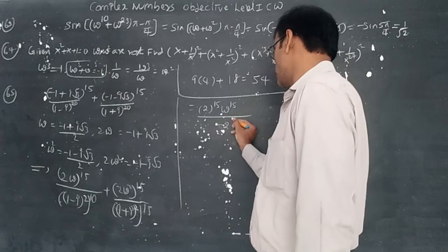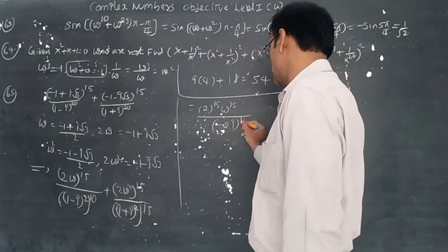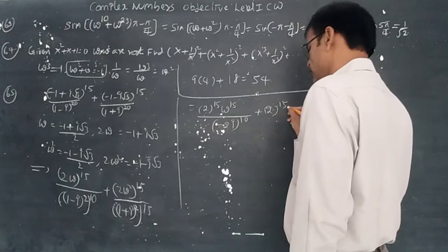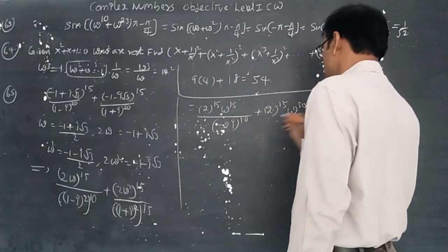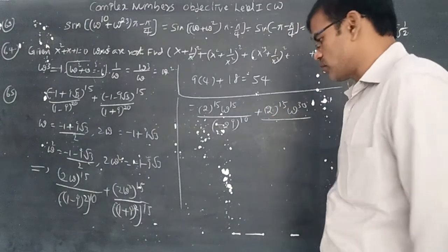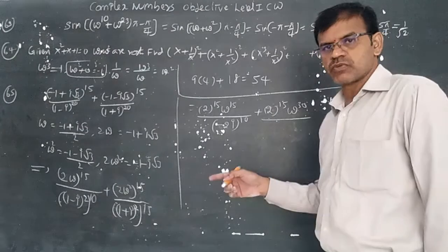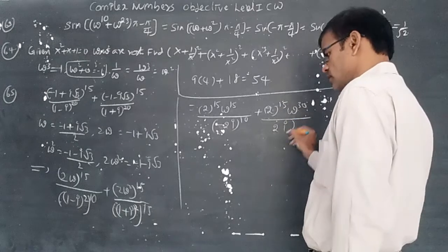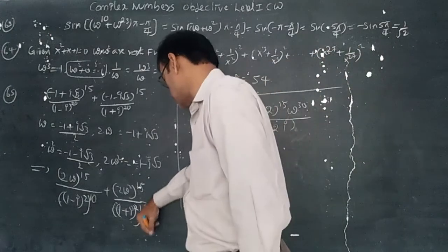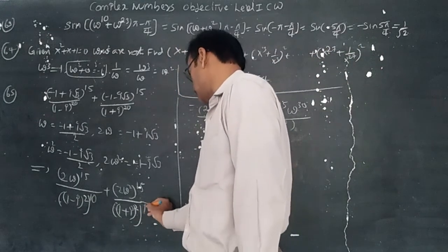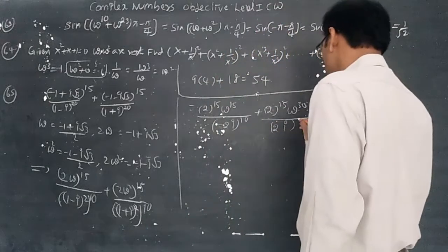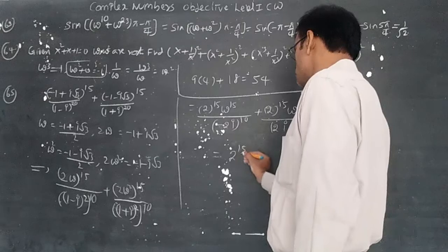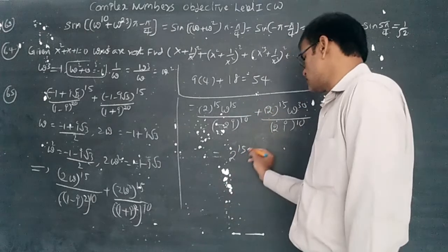Minus 2i whole power 10. Here write like this: 2 power 15 into omega power 30. By here 1 plus i square plus 2i. So you can understand here 2i power 10, not 15. This is also 10, 2i whole power 10. That is equal to 2 power 15 into, of course, omega cube is equal to 1. So it is into 1.